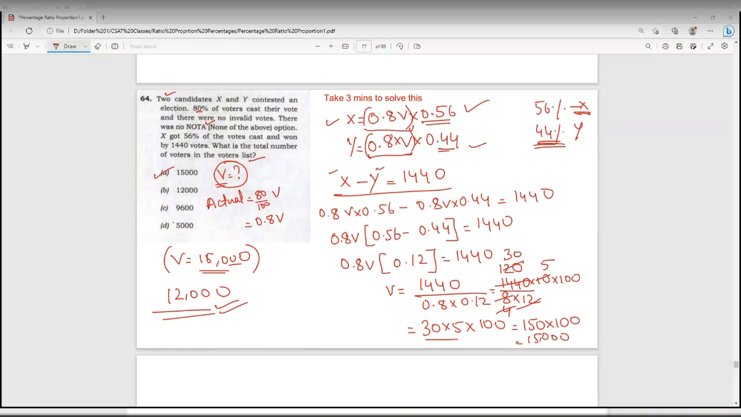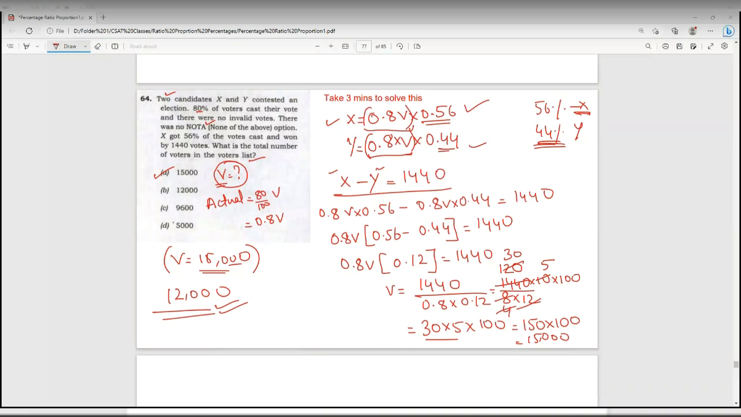Yeah, Shri, please ask. Sir, the question said there was no invalid votes, there was no NOTA. If there were NOTA and invalid votes, how should we do it, sir?